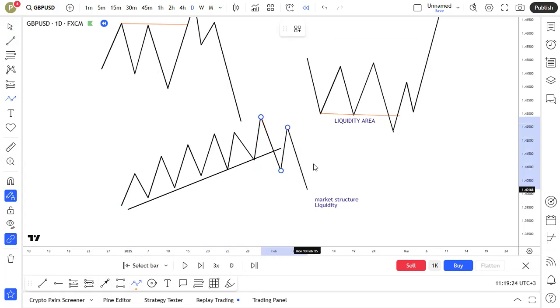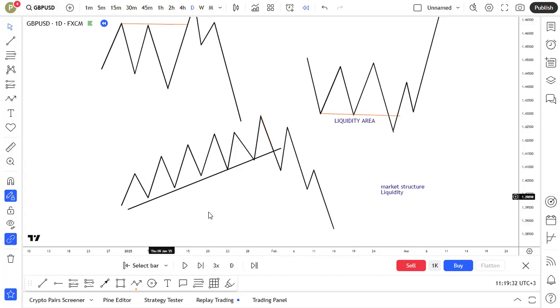Okay, something like this will be formed. You will see that price will not respect this trend line, so it's going to become a liquidity. That's why it's very important to consider. So this is the third example of liquidity.